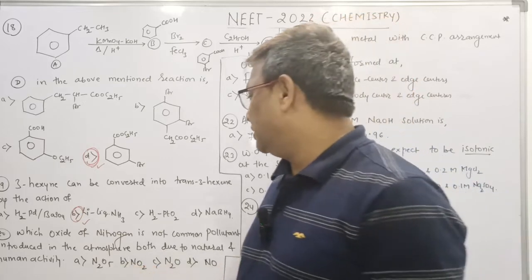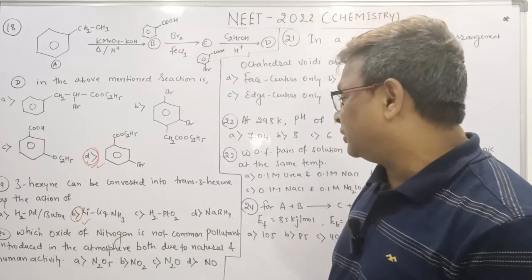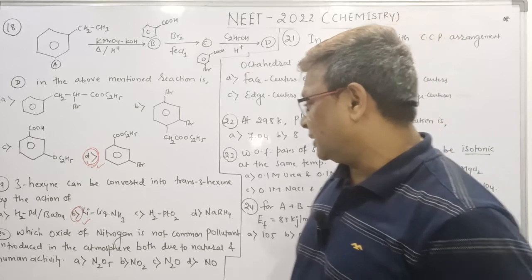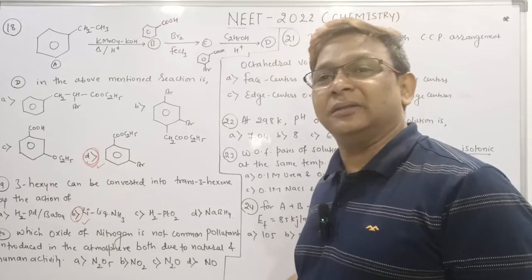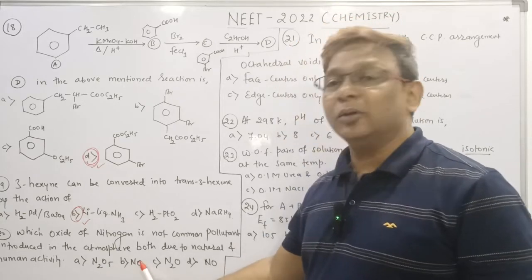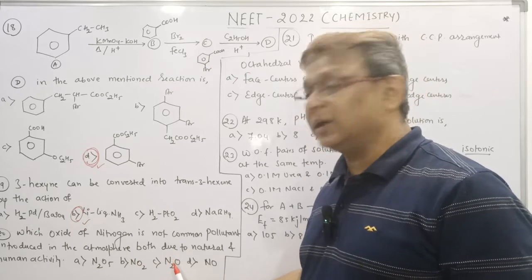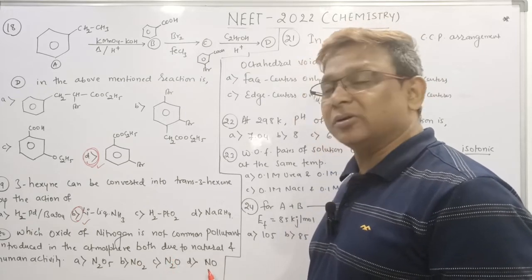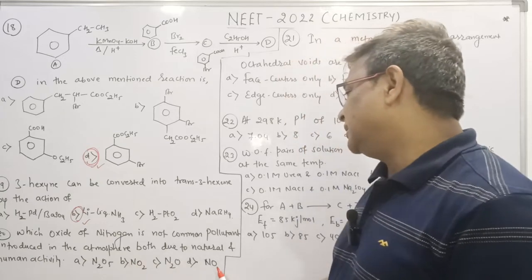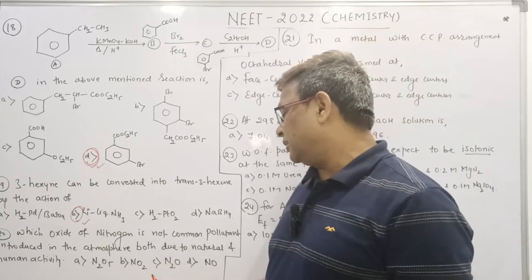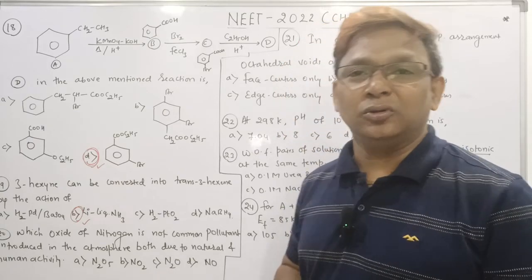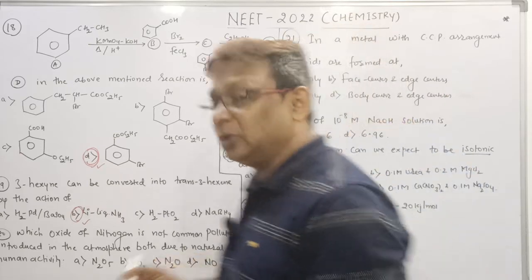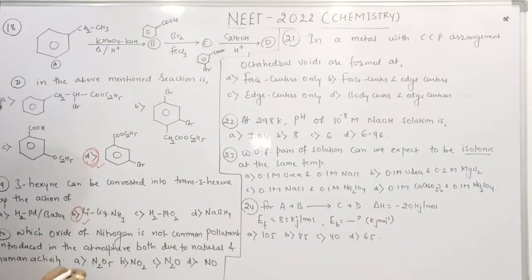This is an NCERT question. Which oxide of nitrogen is not a common pollutant introduced into the atmosphere by both natural and human activity? We can see NO2, N2O, NO. NO2, then N2O, laughing gas, and NO, nitric oxide. These are the three gases introduced into the atmosphere, the common pollutants, due to human and natural activity. That means N2O5 is not the common pollutant. Option A is correct here.